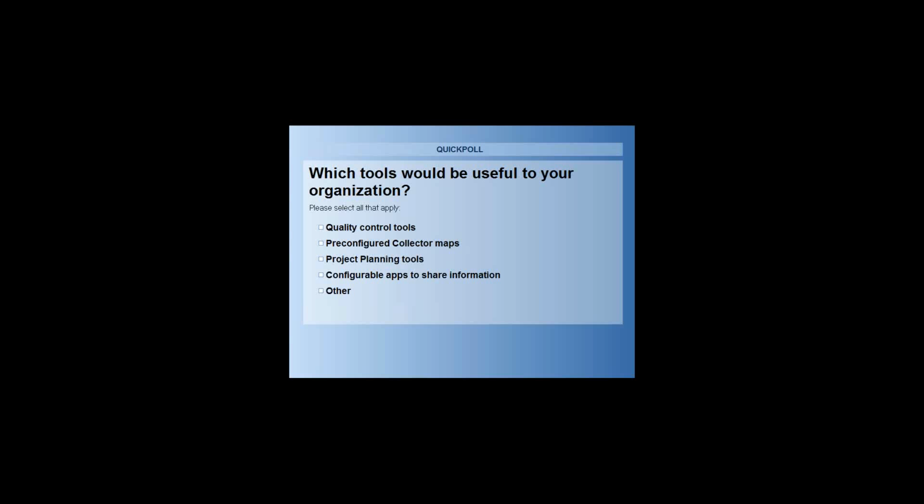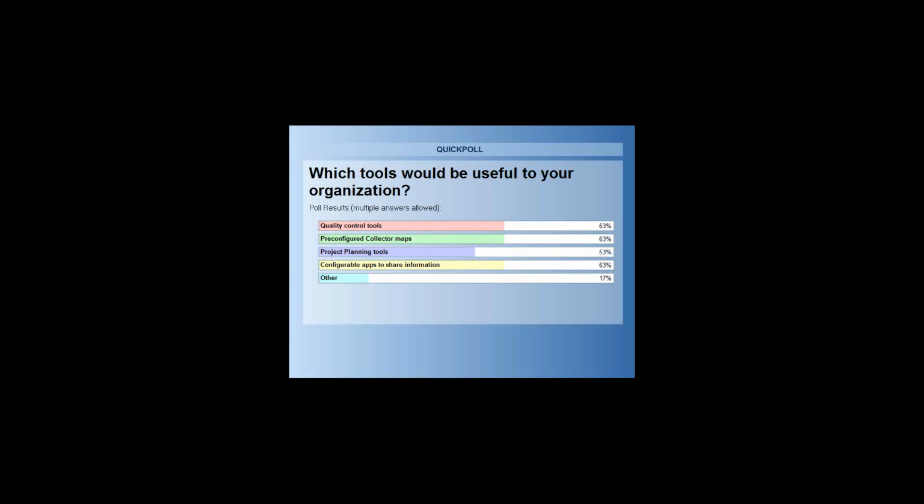So quality control tools, some of the data reviewer things that we looked at, pre-configured collector maps for inspections, project planning tools, some of those configurable applications to share information, or some of these other ones that I just mentioned here at the end. Looks like I've got most of your votes in here, so I'm going to go ahead and close this and share the information. So you can see there, 63% tie there between quality control tools, collector maps, and configurable applications. Some of you are thinking project planning might be useful, and then some of you like the other stuff as well.